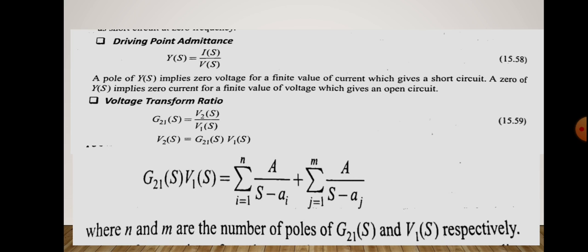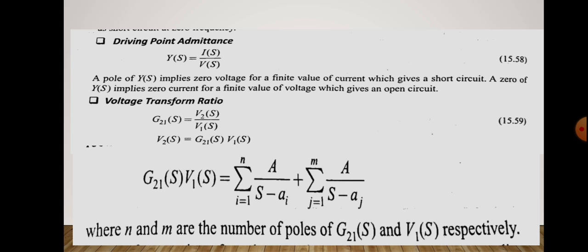Let us see the significance of poles and zeros in the case of driving point admittance. Admittance means current divided by voltage. So Y(s) is equal to I(s) divided by V(s). In this case, a pole of Y(s) implies that V(s) becomes 0, and when voltage becomes 0, it represents a short circuit. A zero of Y(s) means that I(s) becomes 0, and when current is 0, it represents an open circuit. So that is the significance of poles and zeros.